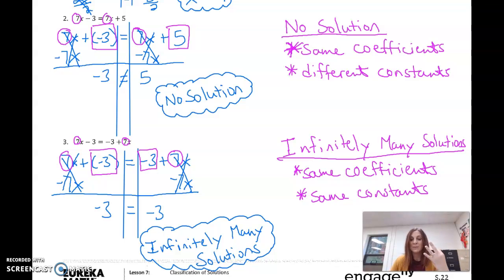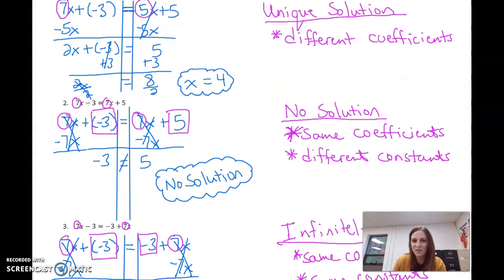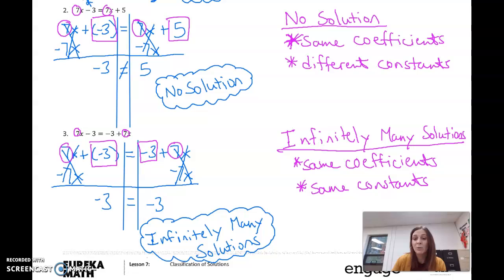So we have 3 types of solution. We have a unique solution. That means different coefficients, keep solving, you're going to get an answer. We have no solution. No solution says, hey, wait a minute, we have the same coefficients, so the same x terms, but our constants are different. Never going to work, because our coefficients are going to make those x terms cancel out. Never going to have a solution, so we get no solution. And then the third option is infinitely many. When we have the same coefficients and the same constants, they might just be written in a different order because of the commutative property. If they're the same though, both of them, we're going to have infinitely many solutions.